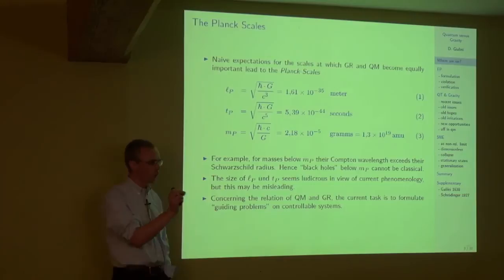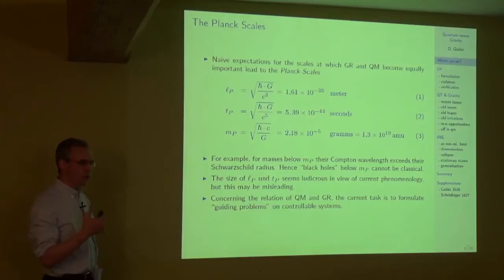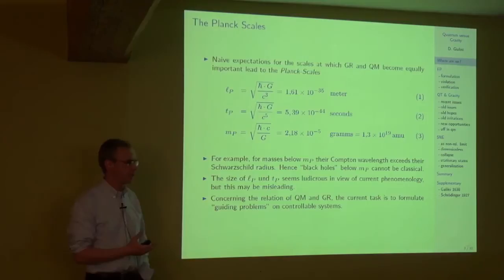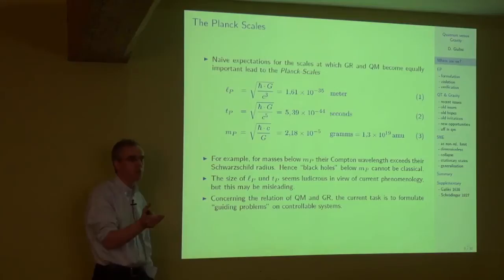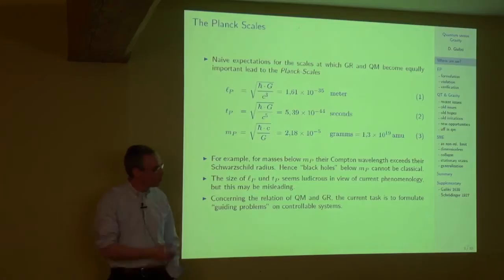So if you say that, operationally speaking, distances smaller than the Compton wavelength should not be used on a classical level, then you would not say that a black hole exists beyond this mass, because then you would have said that the horizon length is smaller than the Compton wavelength, which presumably is meaningless. So if somebody told you that he has produced a black hole smaller than the Planck mass, you should be suspicious, because probably it doesn't make any sense.